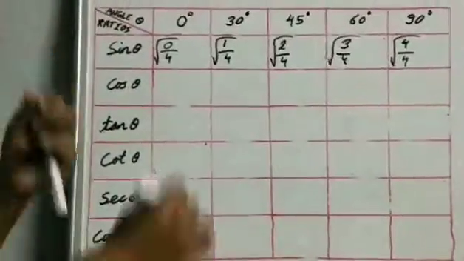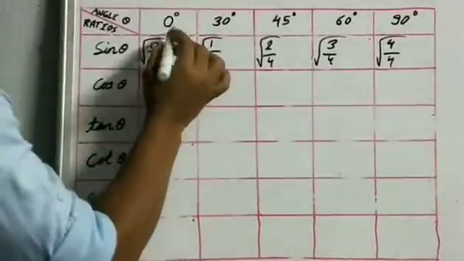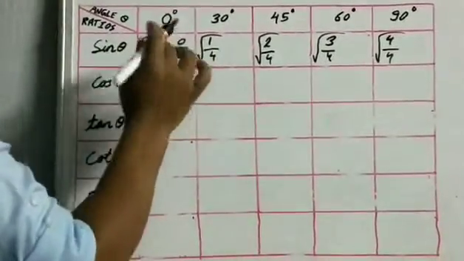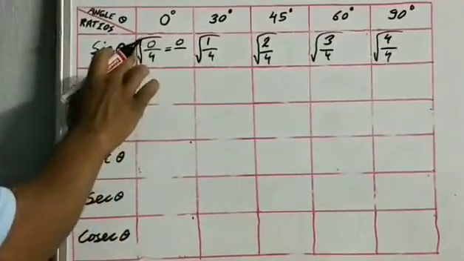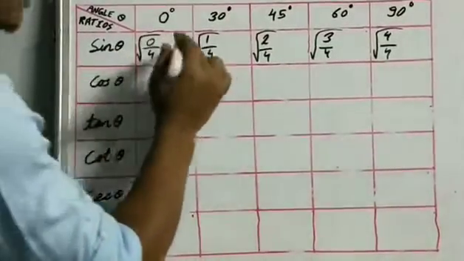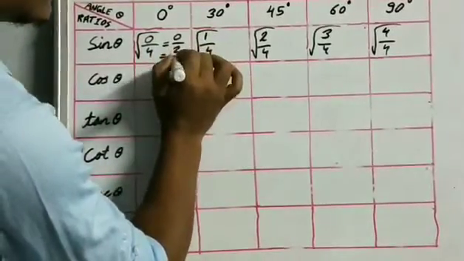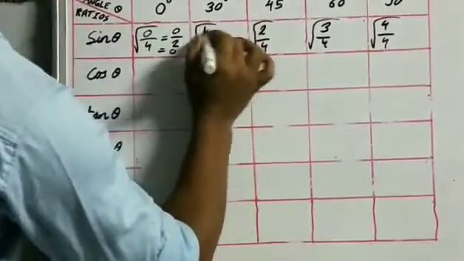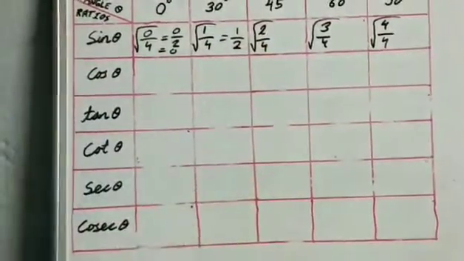Now, square root of 0 is 0 and the square root of 4 is 2. We know that 4 is a perfect square, so the square root of 4 will be 2. Therefore 0 divided by 2 is 0, and the square root of 1 is 1 and the square root of 4 is 2.